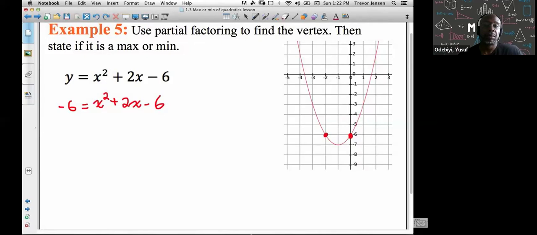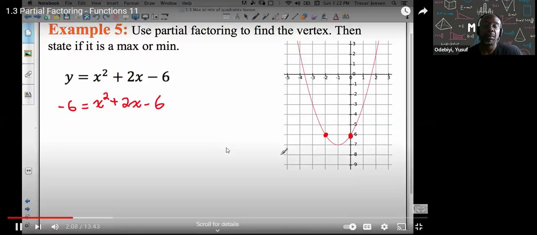After I've calculated those values of 0 and negative 2, I could use those x values and the fact that I know quadratics are symmetrical to find the x coordinate of the vertex by finding the average of those two x values.